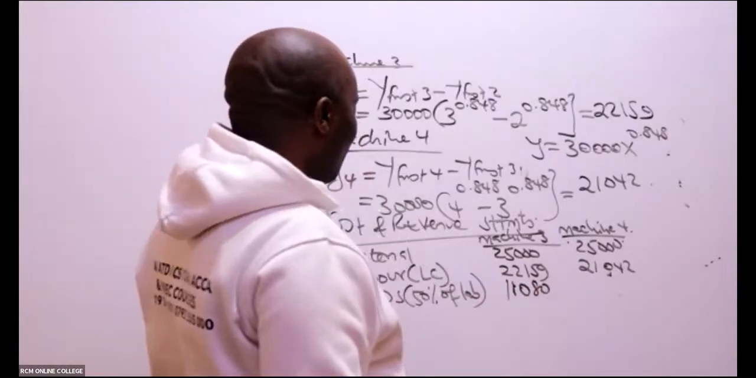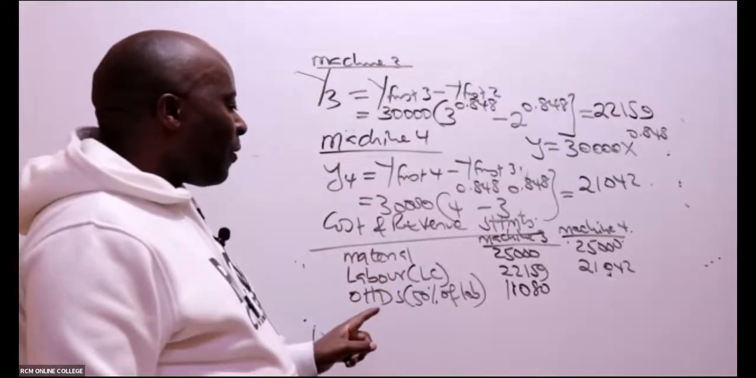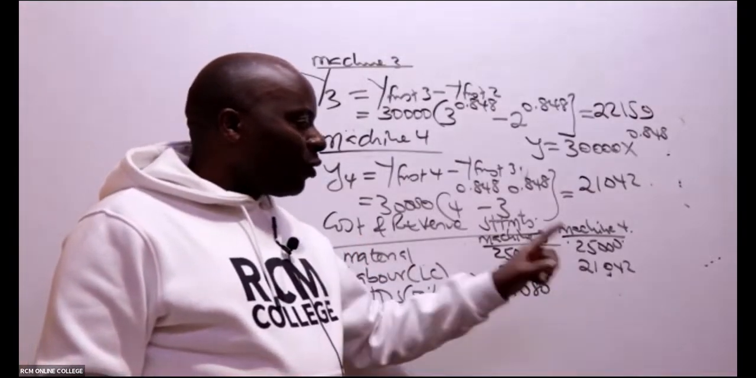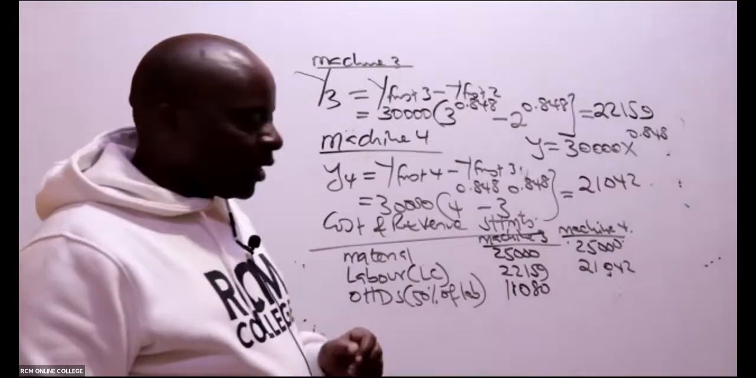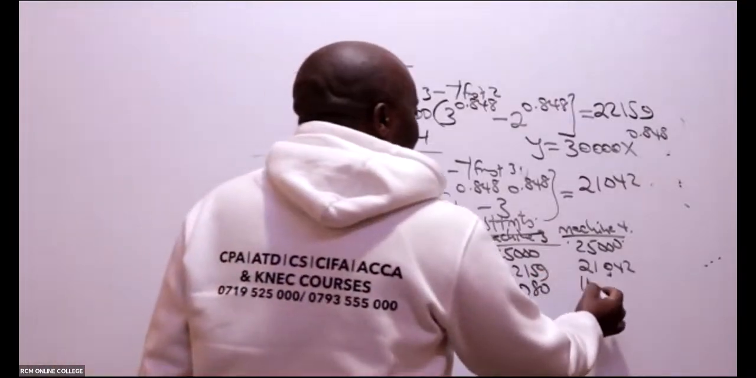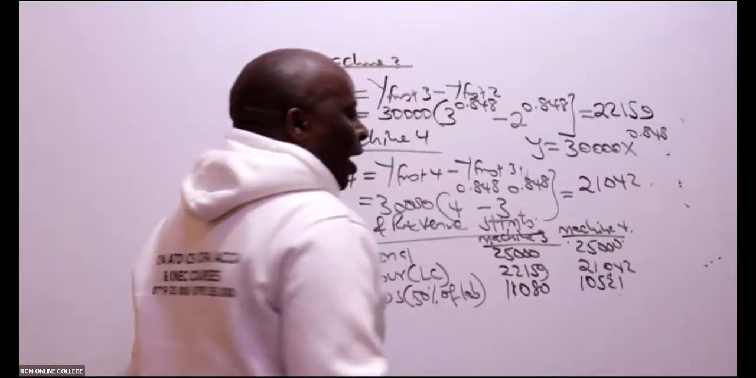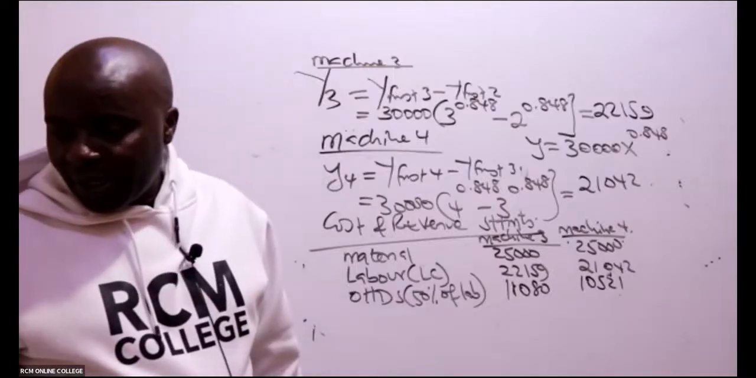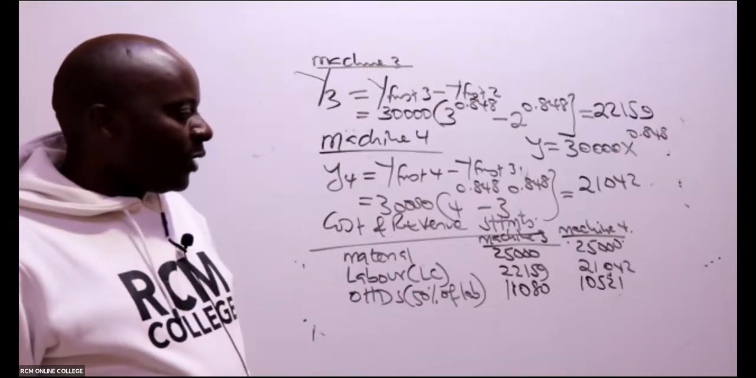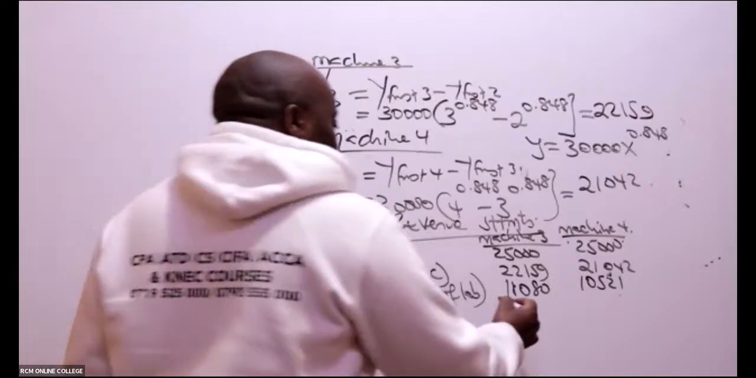How about overheads for machine 4? 50% of 21,042. 10,521. Firdaus. 10,521. Then come and give me the total.